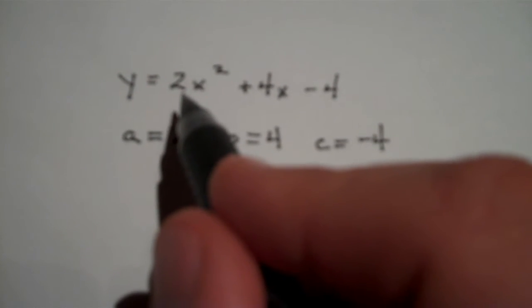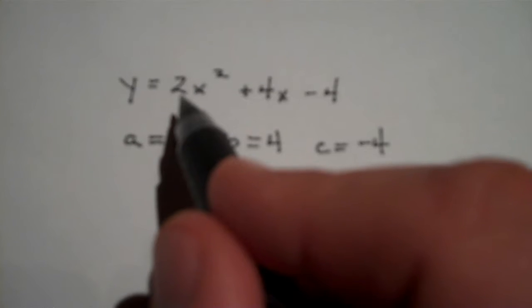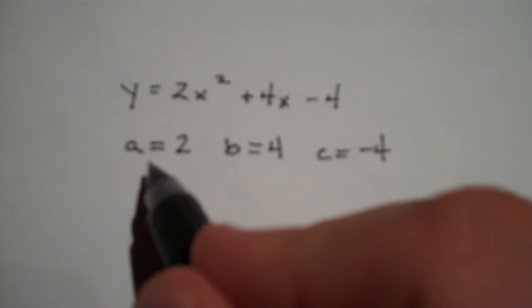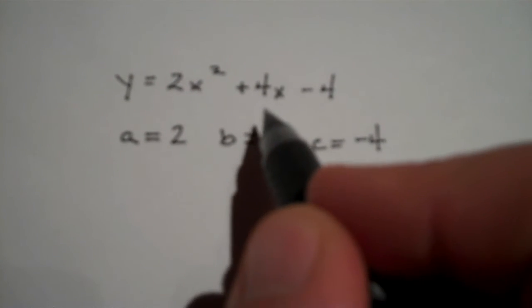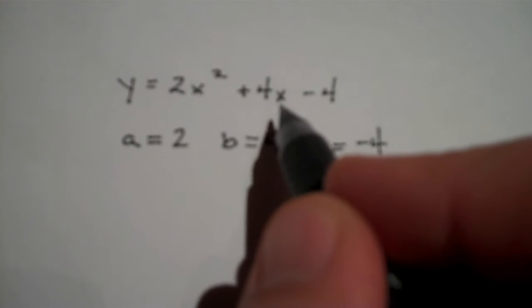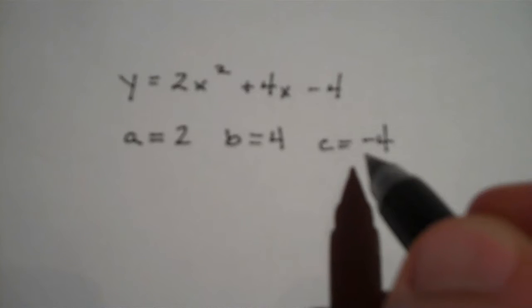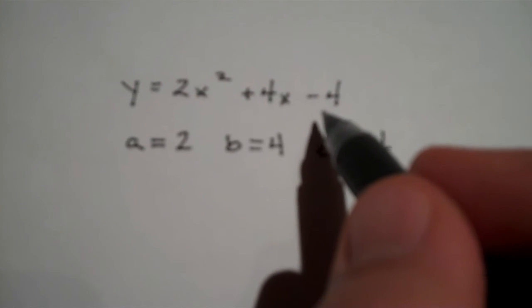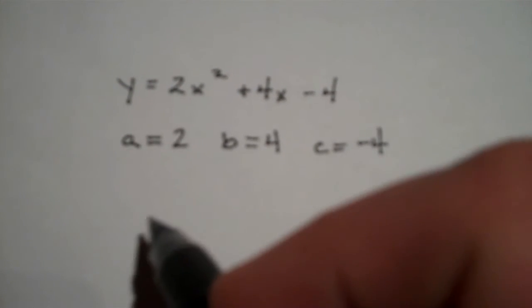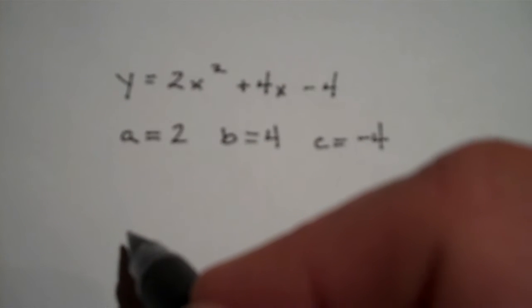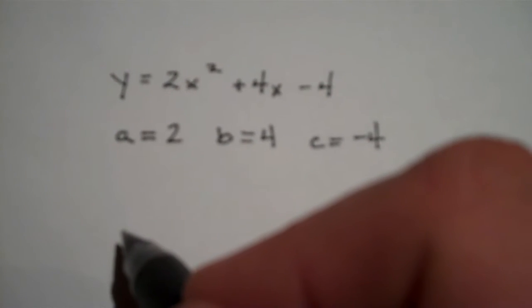The first one being our leading coefficient, that being the coefficient of the x squared term, and that's 2. The next one is of the x to the first term, and that's 4. And the last one is this 0 degree term on the end, that's negative 4. Those three values are going to help us a lot in graphing this function.